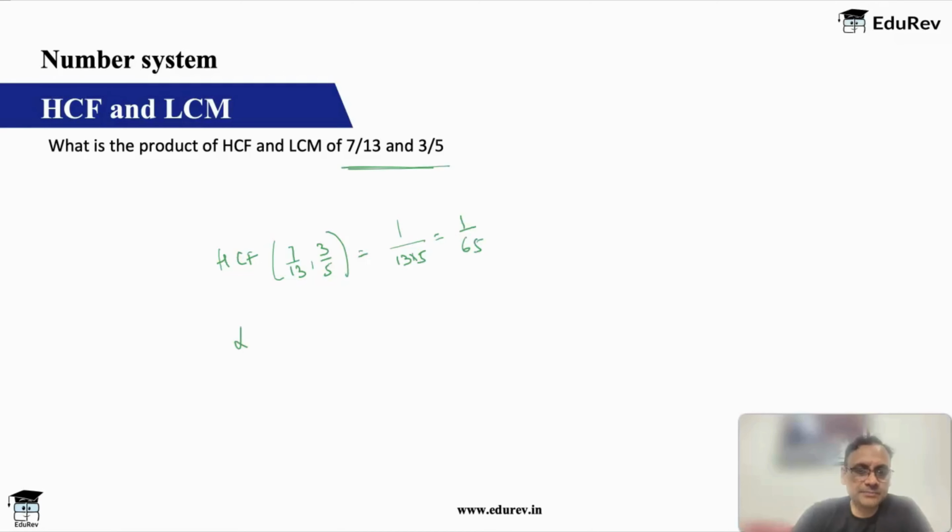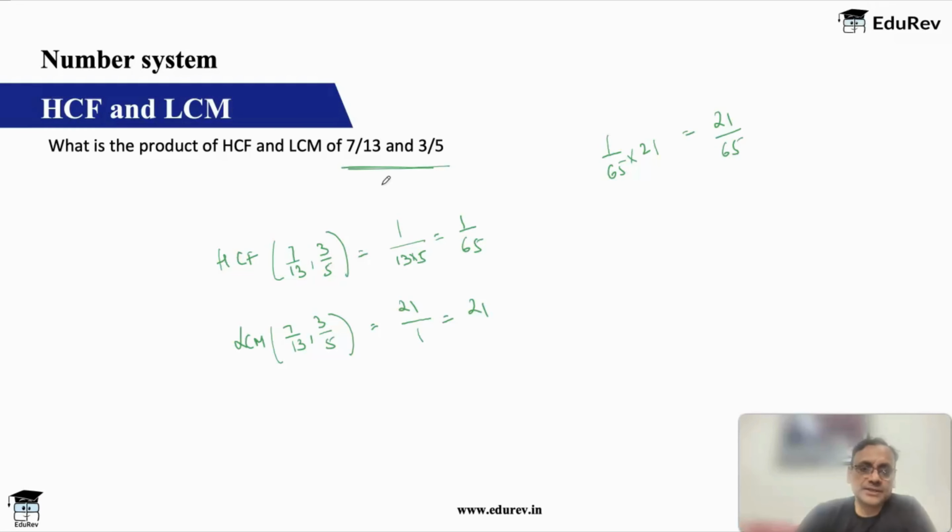Okay, LCM of 7 by 13 and 3 by 5. LCM of the numerators, 7 and 3, nothing common, so 21. HCF of 13 and 5, nothing common, so 1, so their LCM is 21. Now the question is product of LCM into HCF, so 1 by 65 into 21, or it is 21 by 65. This is the first method.